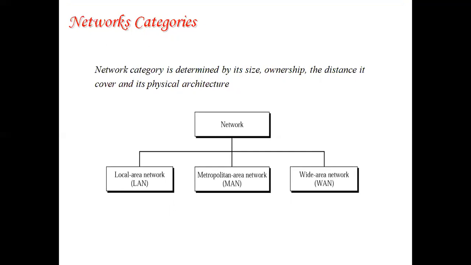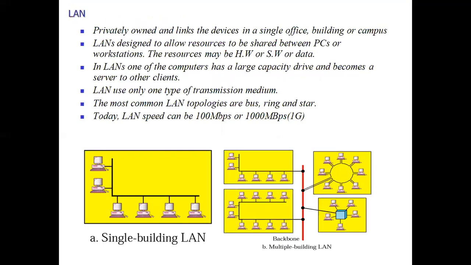LANs, local area networks. A LAN is usually privately owned and links the devices in a single office building or in a campus. Its perimeter is within 1 kilometer. Its speed is also below 100 Mbps or 1000 Mbps. LANs are designed for resource sharing between PCs or workstations. When you look at the screen, there are two LANs which are constructed in different ways.